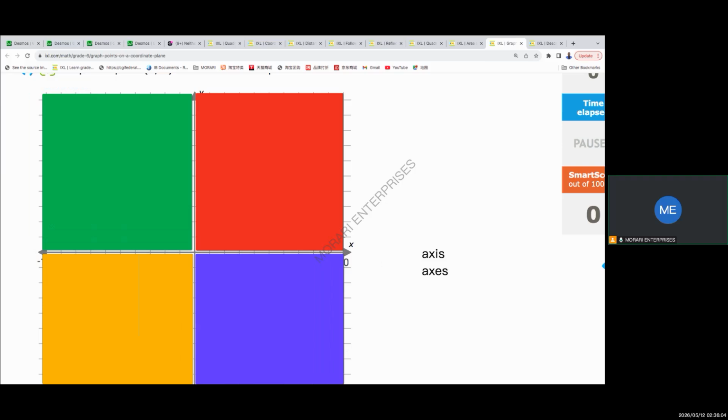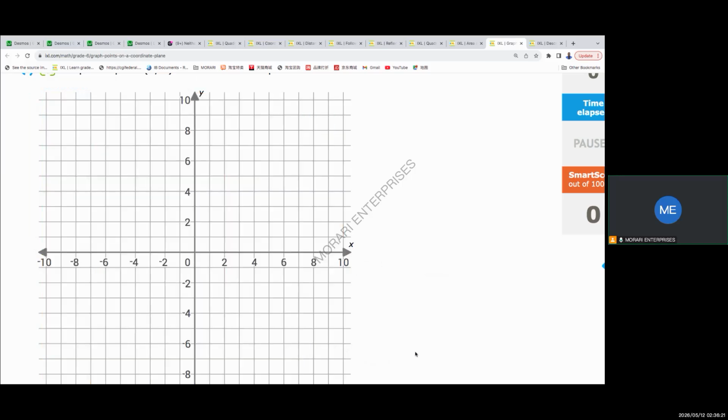So that's a summary. We have 2 axes, the x-axis and the y-axis, the horizontal axis and the vertical axis: how far left, how far right on this axis, and how high and how low on the other. Right. So that's the summary of the coordinate plane.